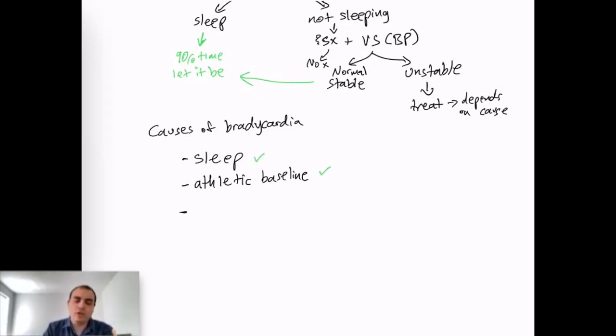What's another common cause? Somebody in the hospital is having bradycardia. Beta blocker, calcium channel blockers, meds. Yes, exactly. So the big one is beta blockers. You really need to check the meds that they're on. And if somebody is on a beta blocker and they're bradycardic, how do you treat that?